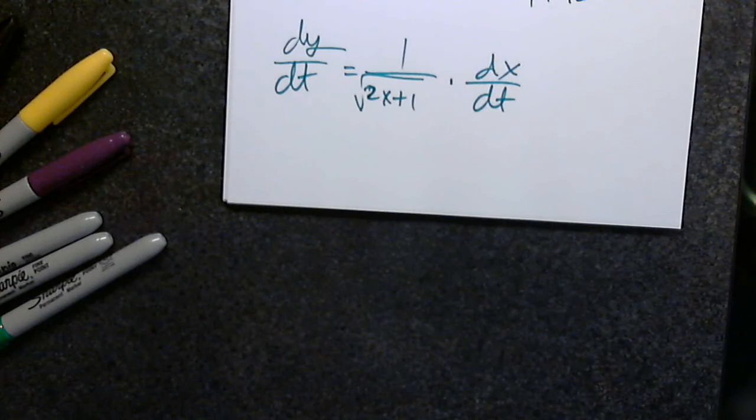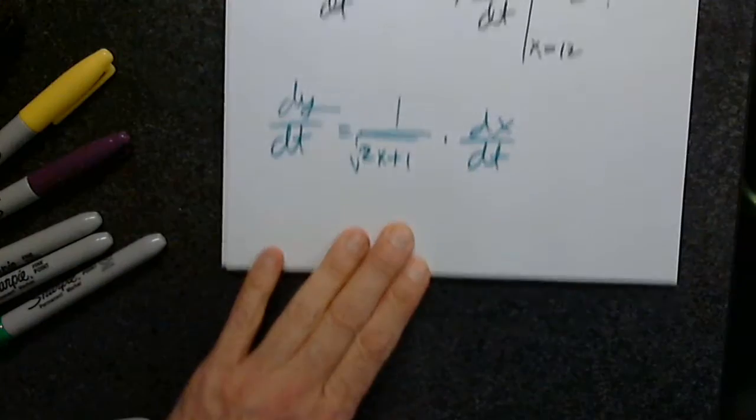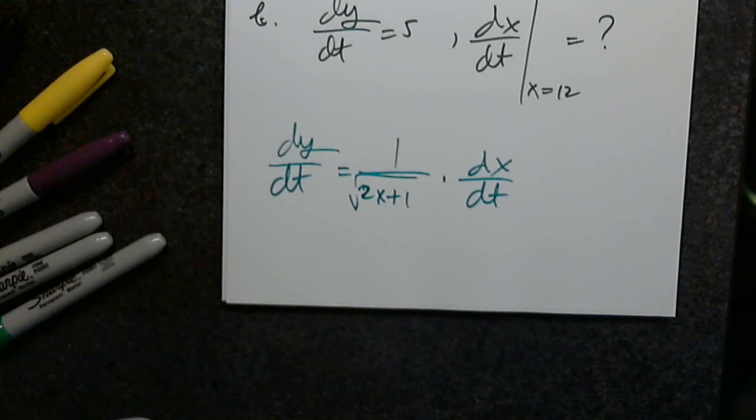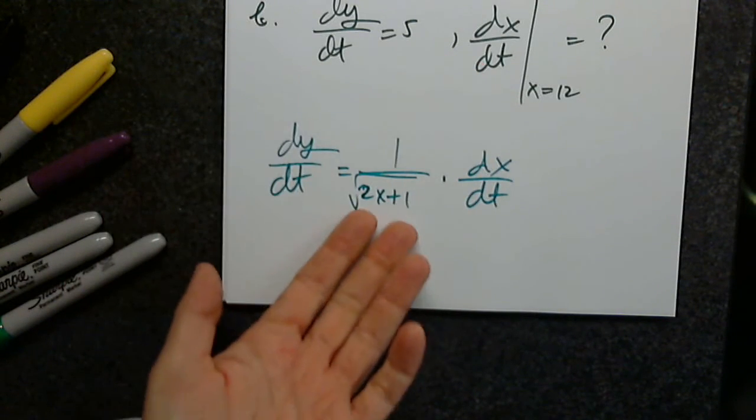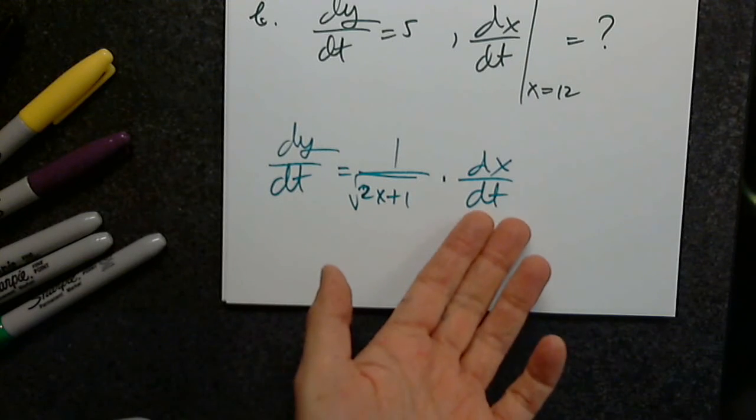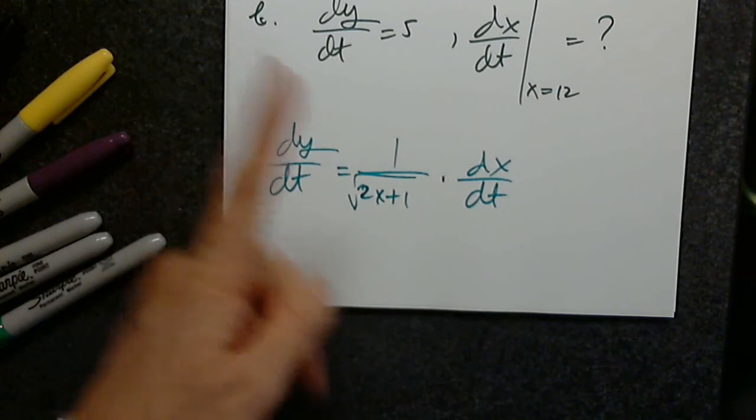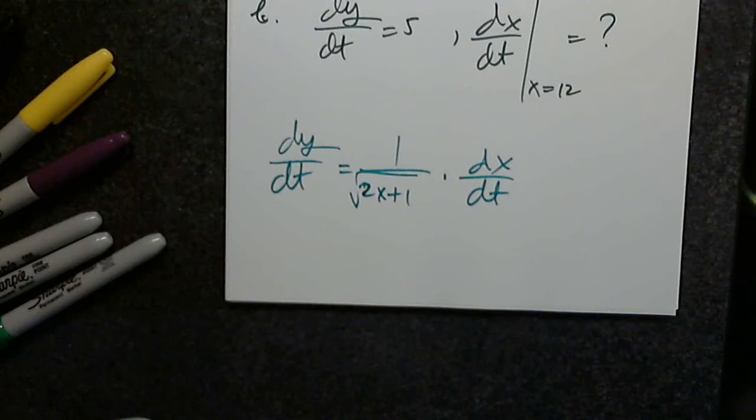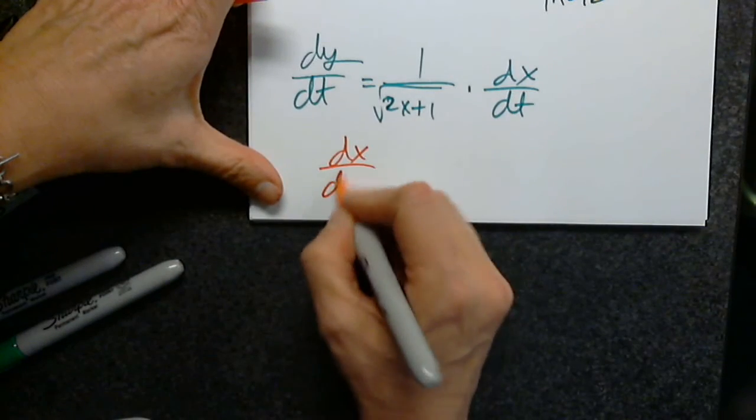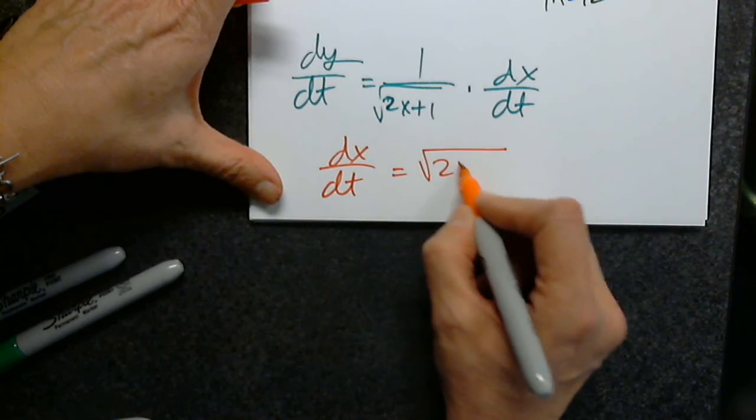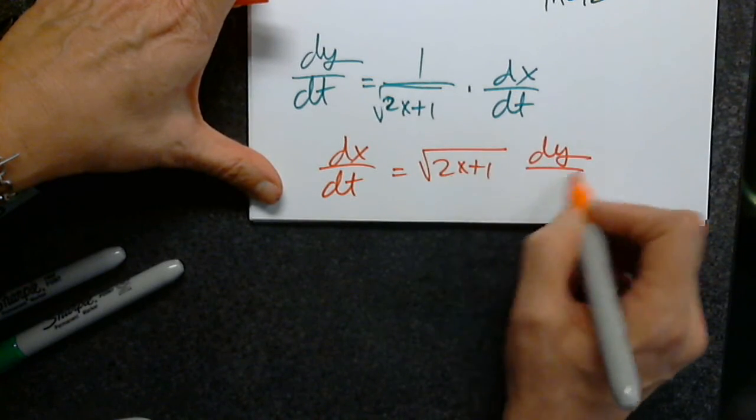What am I going to do now? What am I after? I'm not after dy, I'm after dx over dt. So what should I do to both sides to get dx over dt? Multiply both sides by the square root, that's it. That's all I'm going to do. So I have dx over dt equals the square root of 2x plus 1 times dy over dt.